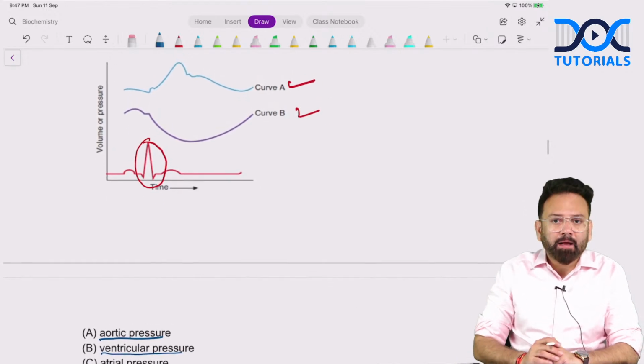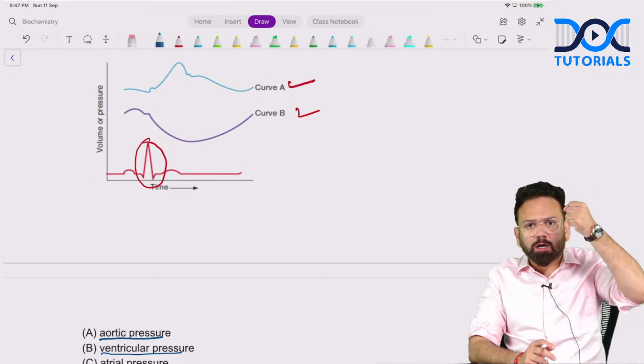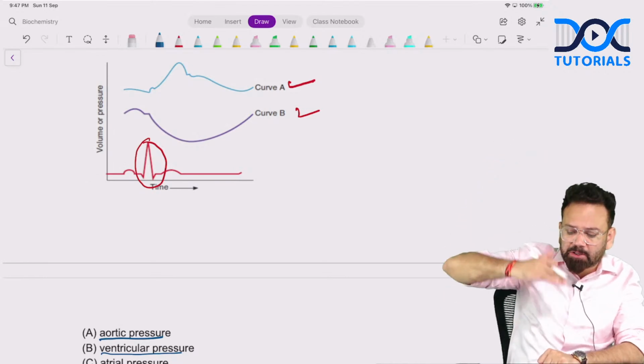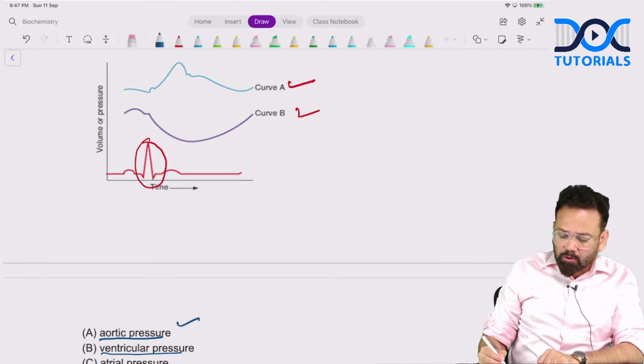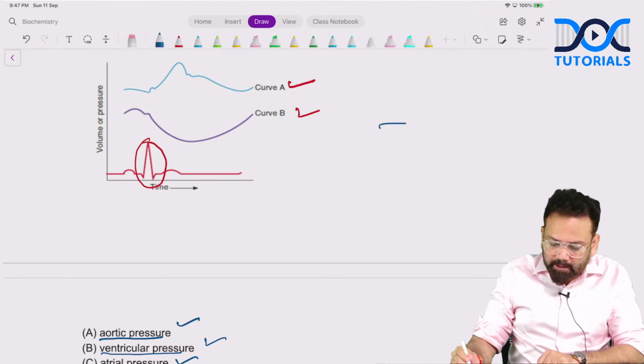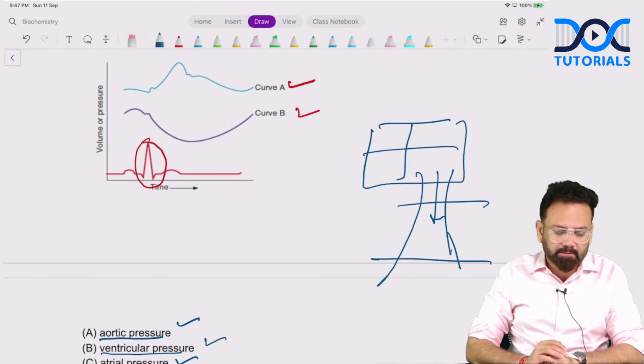What is curve A and what is curve B? QRS means what? Ventricular contraction. So after the ventricle contracts, what will increase? Which pressure will increase? Aortic pressure, ventricular pressure, atrial pressure, or ventricular volume? When blood goes from the ventricle to the aorta, whose pressure will increase?